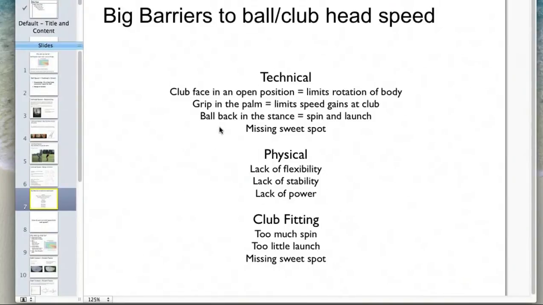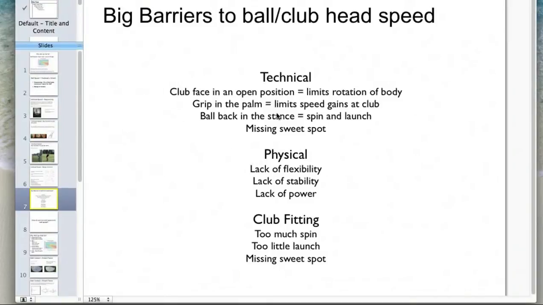The other one is if the club face is in an open position. And the reason that becomes so problematic is if the club face is in an open position during the downswing, essentially it's going to limit the amount of body rotation you can have through the shot. So it forces you to use some of those big muscles that could create speed to stabilize, or it will force them to create speed in such a way that affects your angle of attack, which is going to affect that launch angle and spin characteristic.